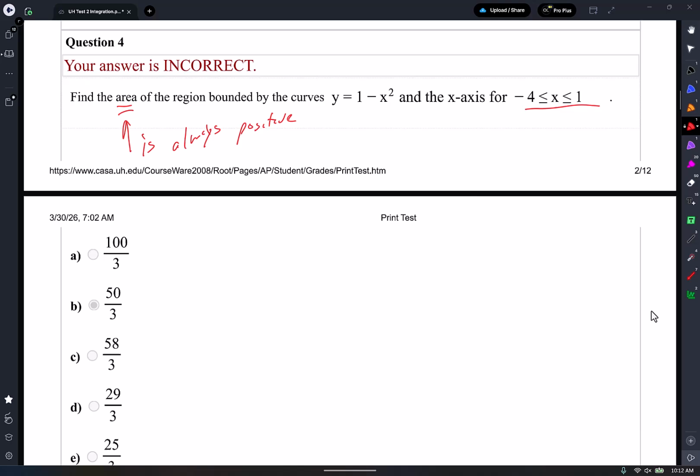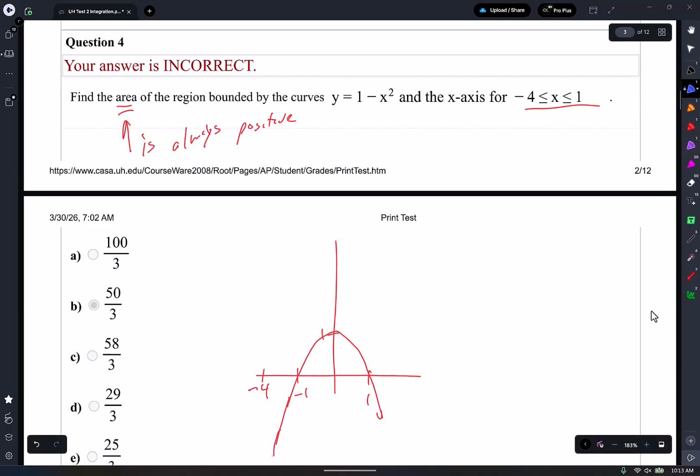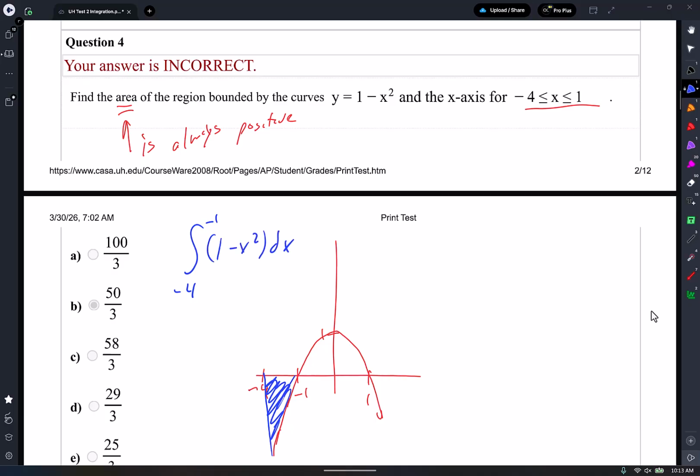So here's how 1 minus x squared looks. Here's 1, and it looks like this. That's -1, that's 1. And I guess I'll keep stretching it until I get to 4. I'm going to say 4 is right here, or -4. And here's 1. So I need to find this area here first. Whatever that area is, I know it's going to be negative, unless you do one integral like 0 minus 1 minus x squared. So I know that's going to be negative, and I'm going to turn that into a positive. So I'm going to go integral from -4 to -1 of 1 minus x squared dx, and I'm going to find what that is.